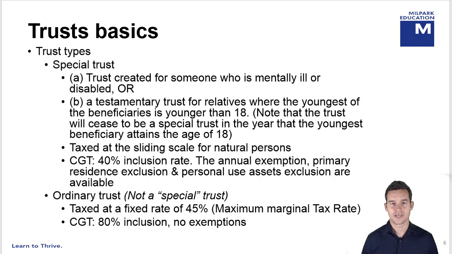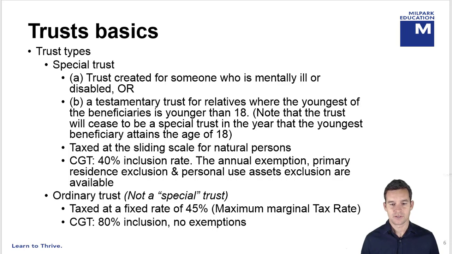So a special trust is one that's created for someone who is mentally ill or disabled, or it's a testamentary trust. Important: a testamentary trust is created in terms of a will for the relatives of the taxpayer, where the youngest taxpayer is younger than the age of 18 years old. Now, special trusts are taxed at the sliding scale applicable to natural persons. That's the sliding scale that goes from 18 right up to 45%. And for CGT purposes, there's a 40% inclusion rate.